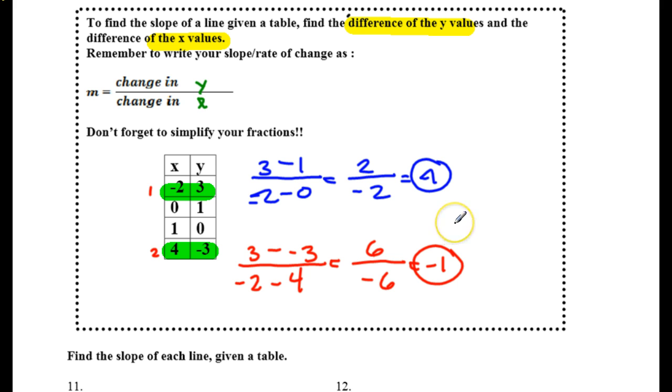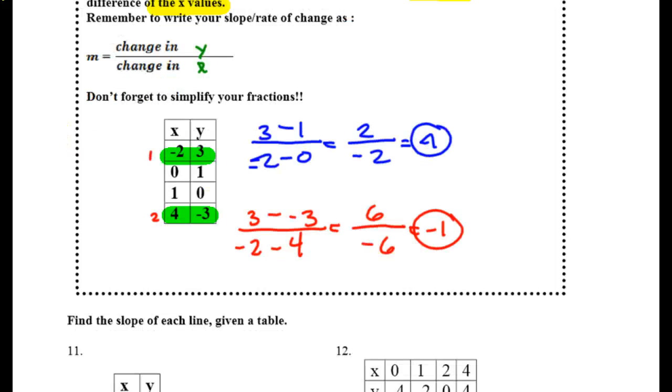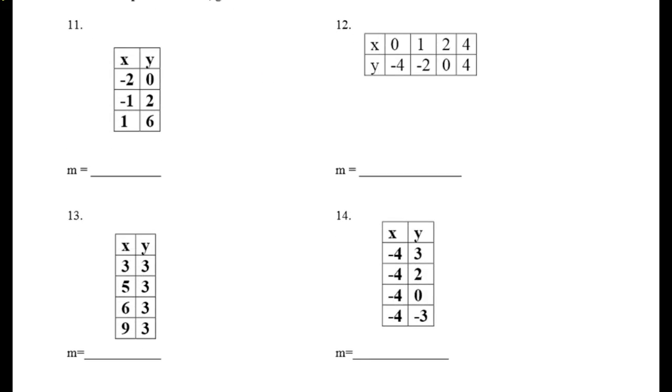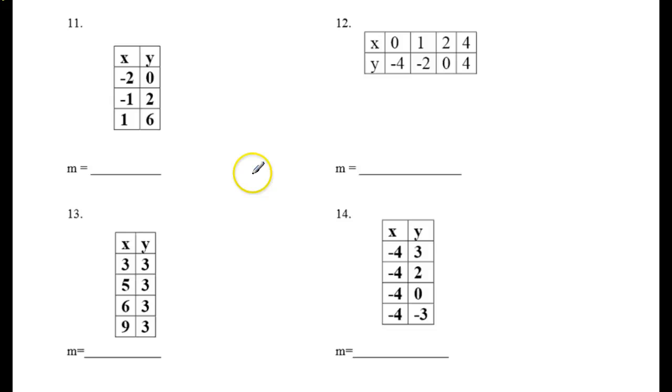Okay, so it all comes down to taking 2 points. Okay, so I want you to scroll down here. Try these 4. Alright, pause the podcast, take some time and do that, and then unpause it when you're ready to check your answers. Alright, good luck.